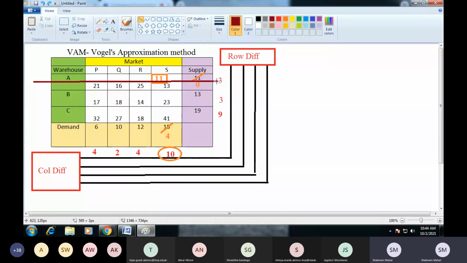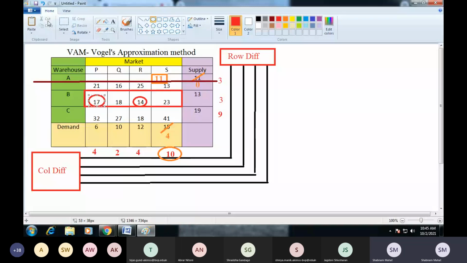Now again find with the remaining part. First of all, check what our remaining part is. Two rows remain for calculation, so we should consider only these two rows. First of all, find out the row difference. This is my first row, now for the second row difference. Check the minimum values in this row. 14 is the minimum value and 17 is also a minimum value. So 17 minus 14 is equal to 3.